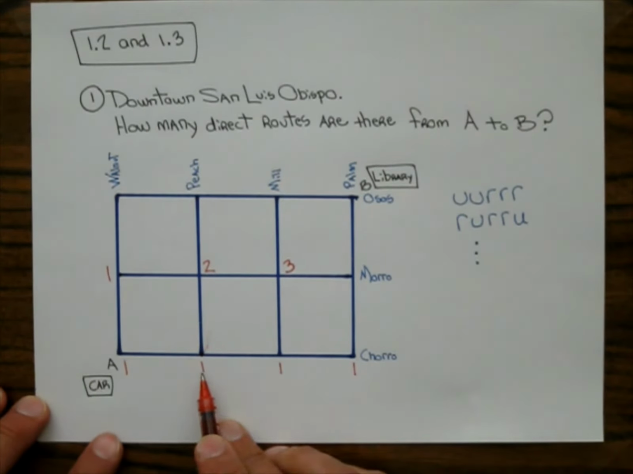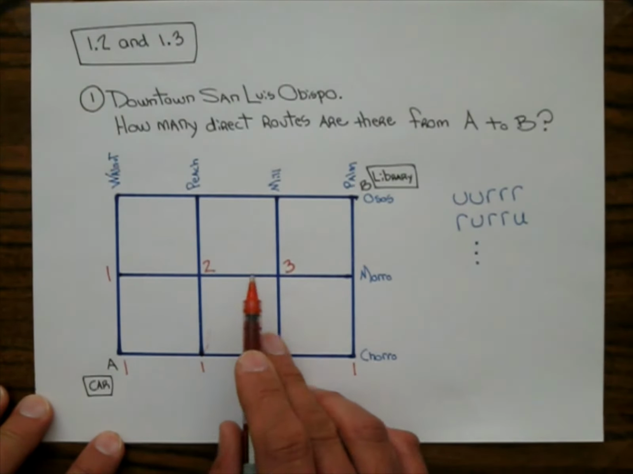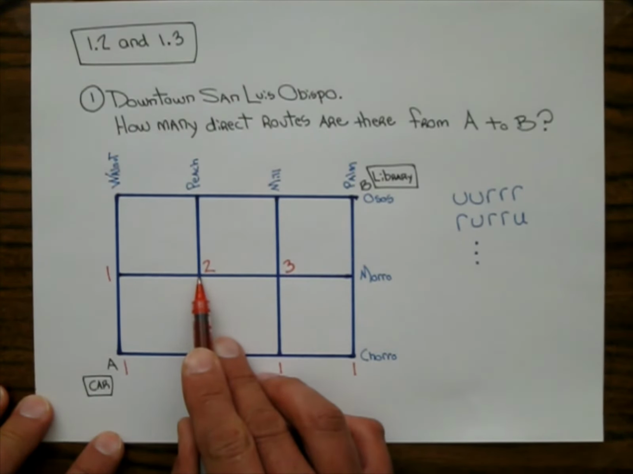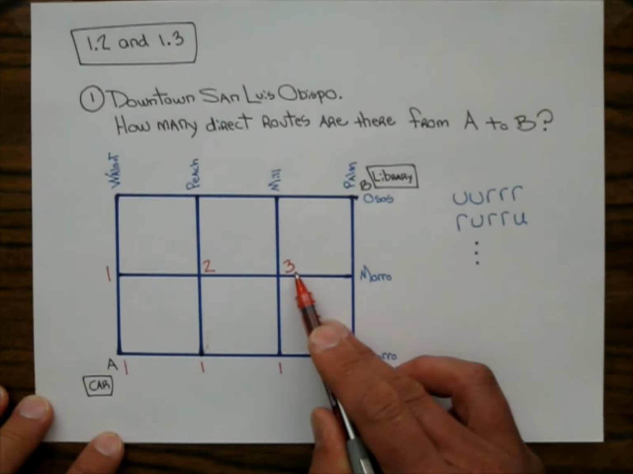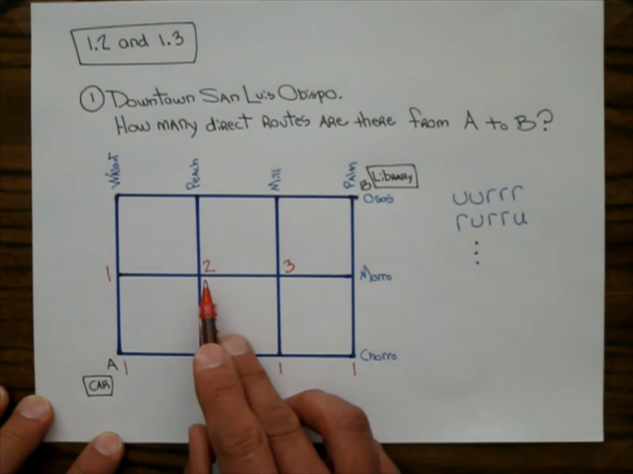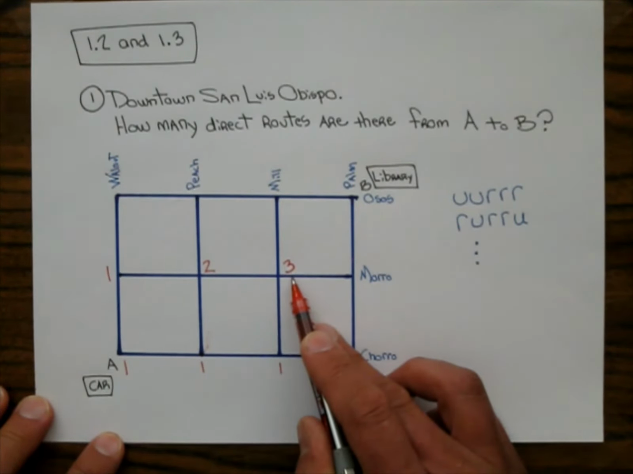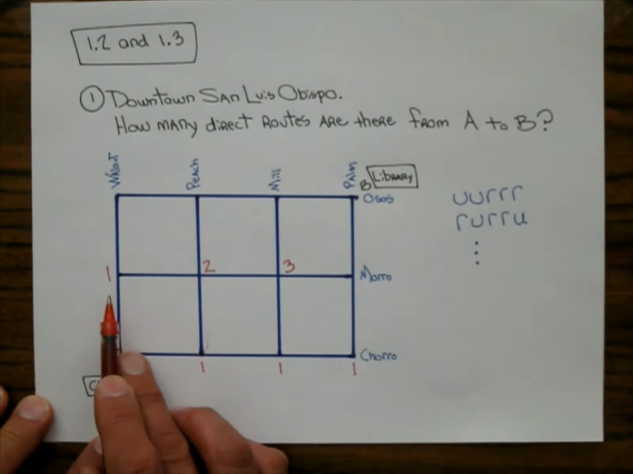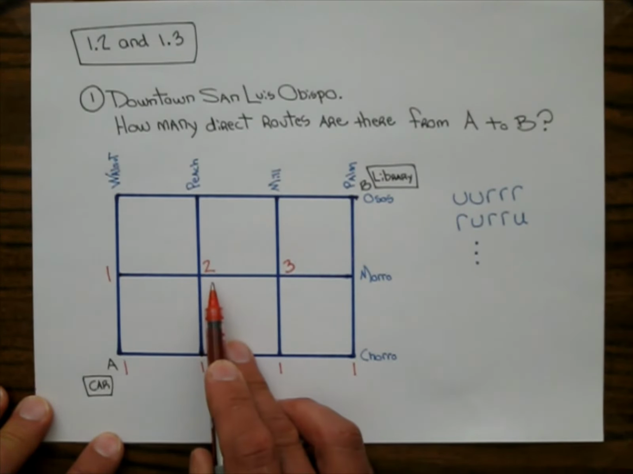Now here's the whole magic of this. When I did those 3 routes, 2 of them came by going through this intersection, and 1 of them came by going through this intersection down here. And they added up and they got me 3. So look at this. 2 plus 1 is 3. Notice over here, 1 plus 1 is 2.